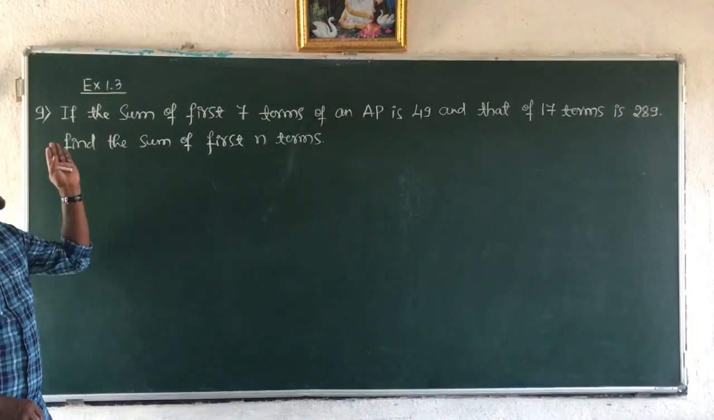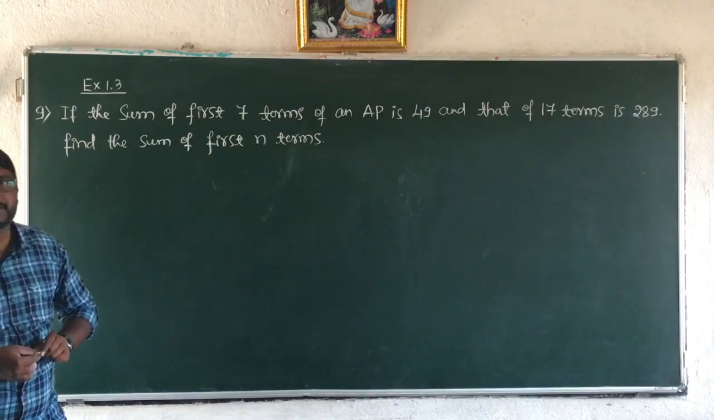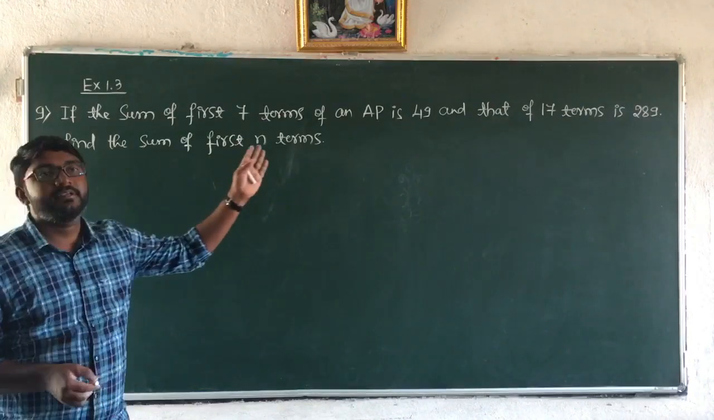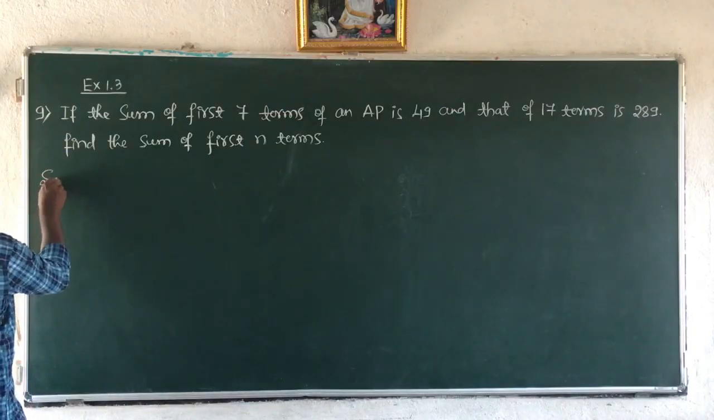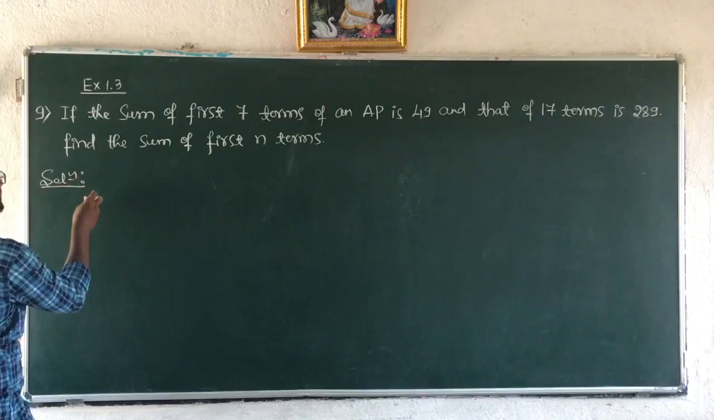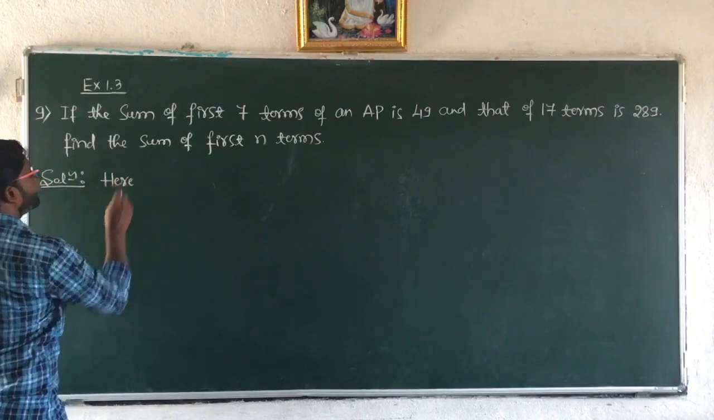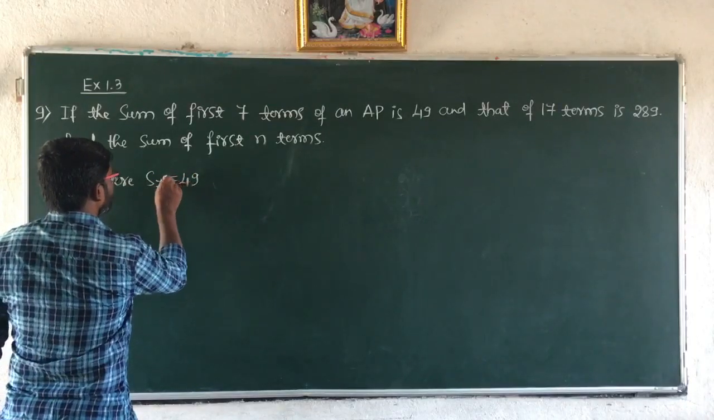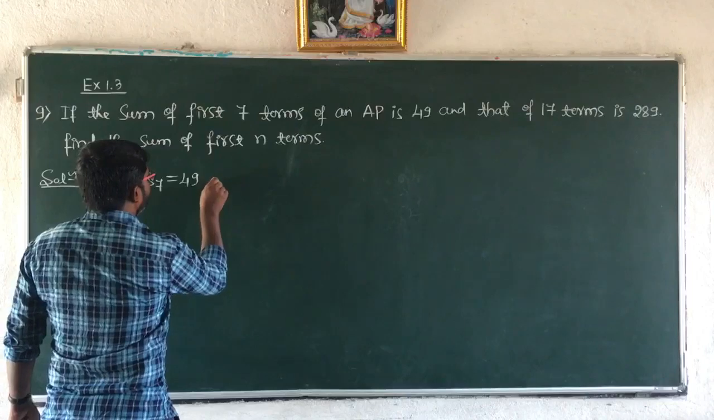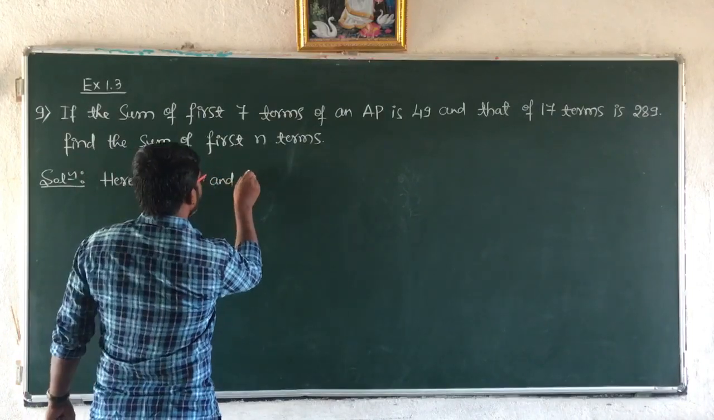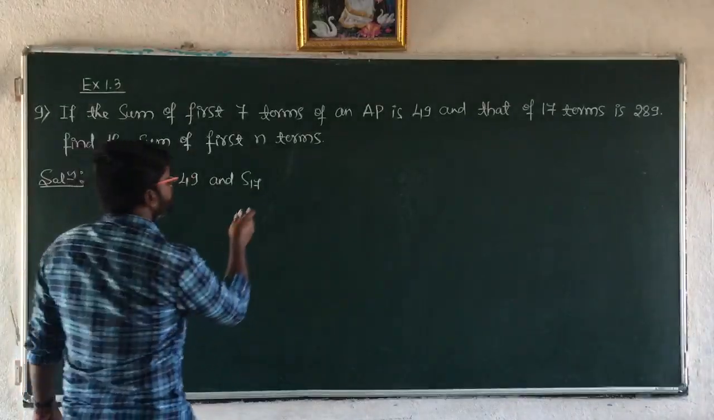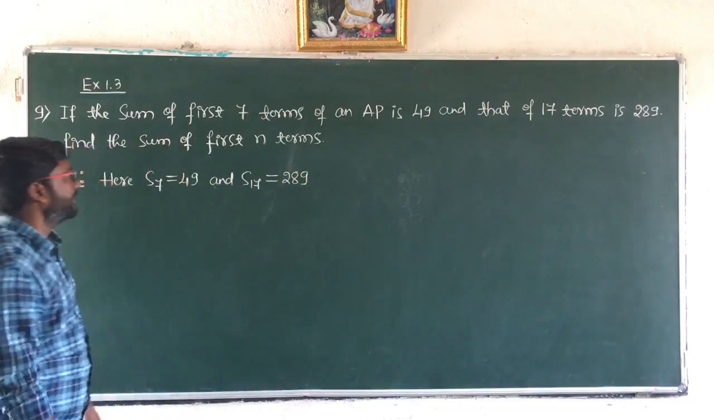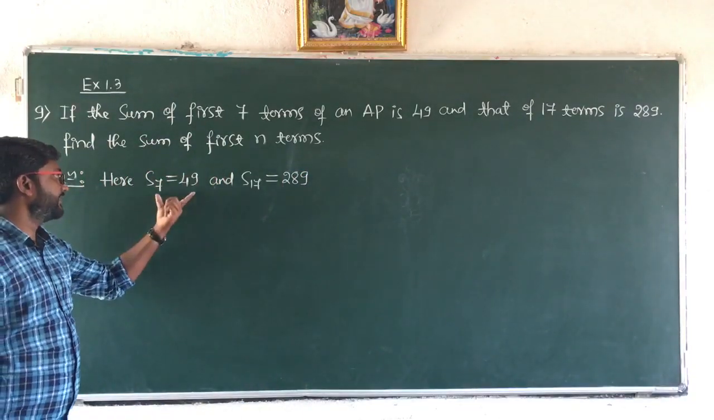So the next question it is, if the sum of first 7 terms of an AP is 49 and that of 17 terms is 289, find the sum of first n terms. So we will write the given information of this problem. See here S7 which is equal to 49, and S17 which is equal to 289, and we have to find Sn value. So first I will take up this one now.